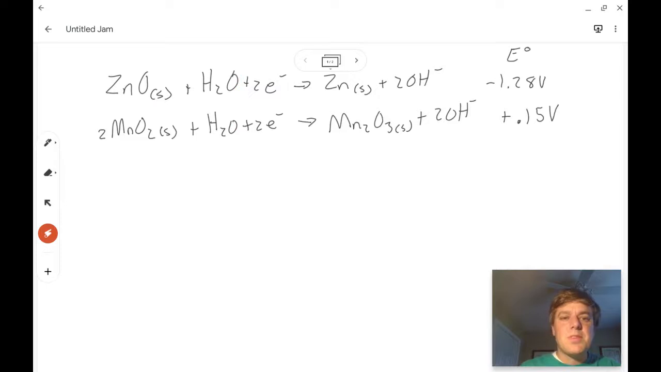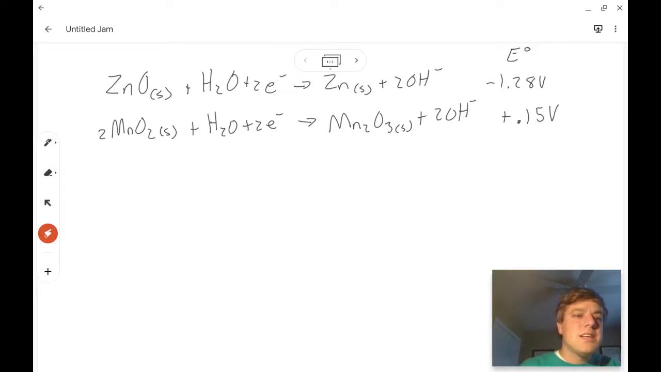And if you remember the old acronym, OIL RIG, oxidation is losing electrons, reduction is gaining electrons. Well, something needs to be oxidized, and so we need to reverse one of these reactions. Now, I also have their cell potentials over here, and you may notice that this one right here is at a negative 1.28 volts. It would probably be helpful if that voltage were positive.